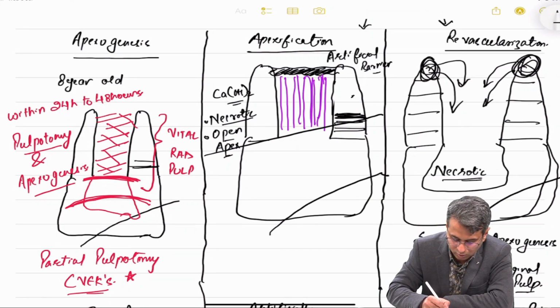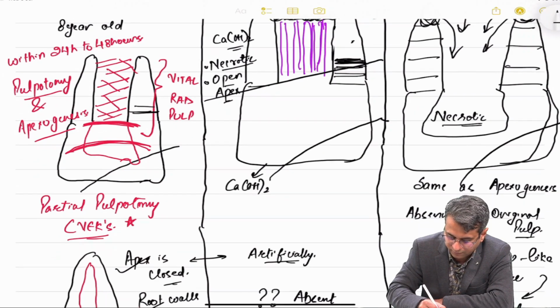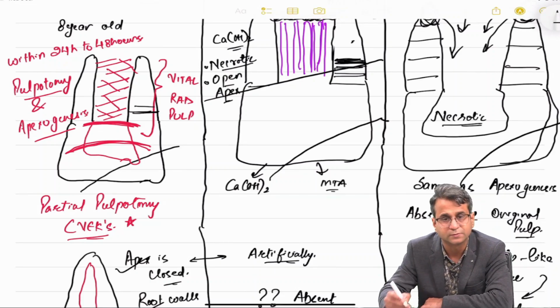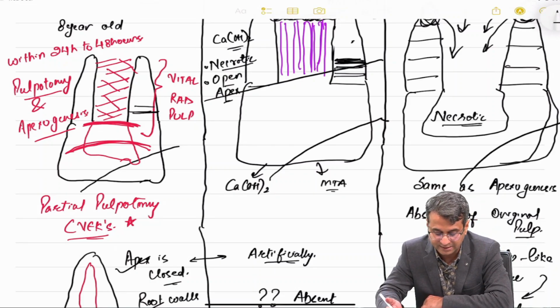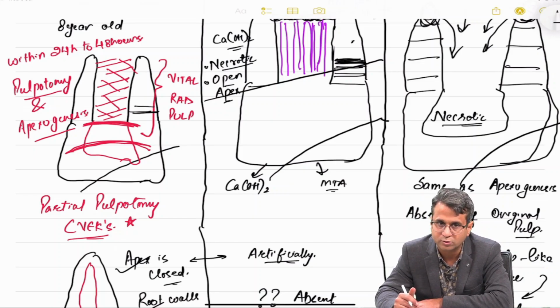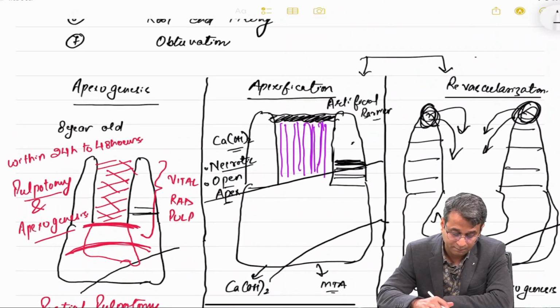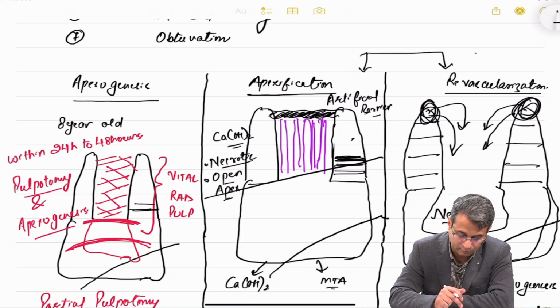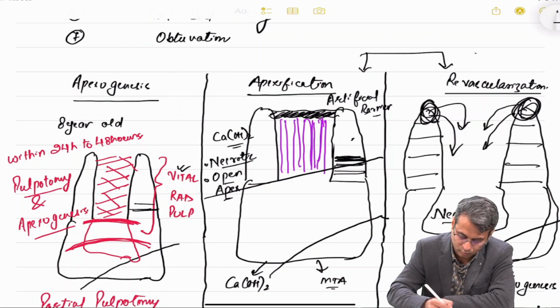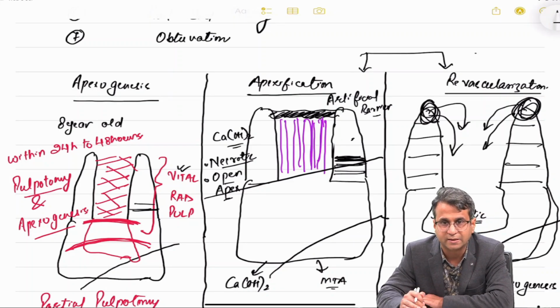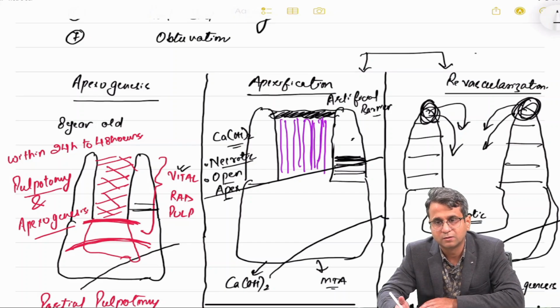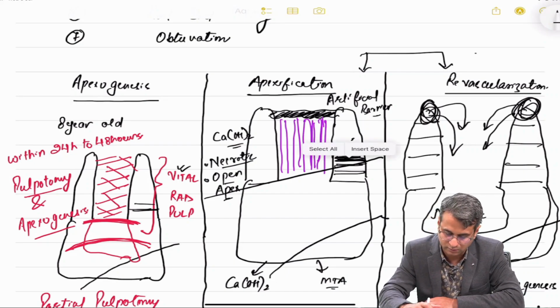Now in apexification also we can go with the calcium hydroxide apexification, or we can go with the MTA apexification. MTA apexification, definitely it is nowadays used. We are not following the calcium hydroxide apexification. For apexogenesis to happen, remember the most important thing is the vital radicular pulp. The pulp should be vital. Then only we can go with the apexogenesis. Otherwise, if the pulp is non-vital or necrotic, then apexification or revascularization only we can go.